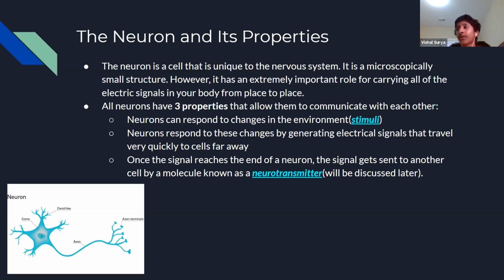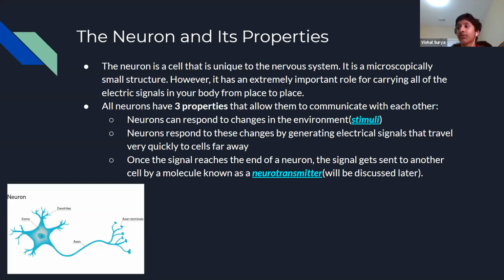Secondly, neurons can respond to changes by generating electrical currents that travel very quickly to cells far away. For example, let's do the soccer example again. If you want to play soccer, your brain would generate an electrical signal, or a motor plan, that would go down to your legs for you to kick the soccer ball. As soon as you think you want to kick the soccer ball, it's going to happen. It's really fascinating how the signals can travel from the top of your body to the very tip of your toes in such a short amount of time.